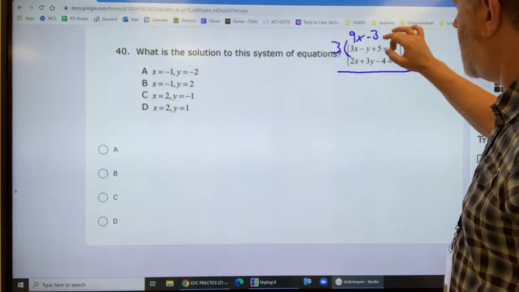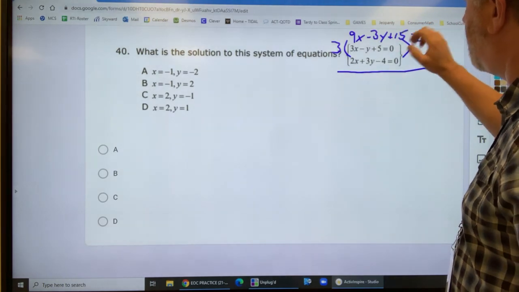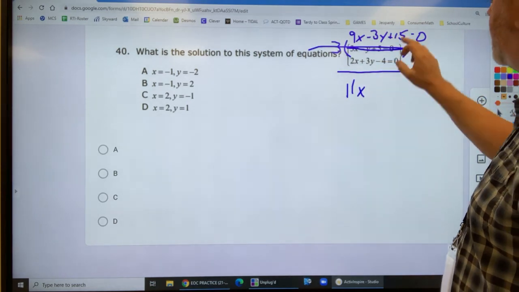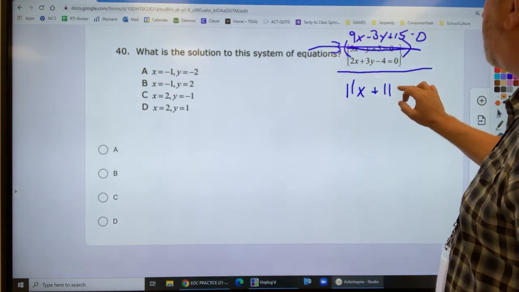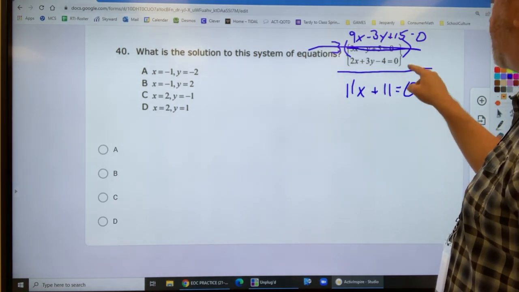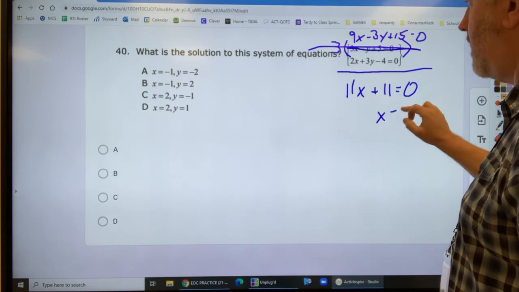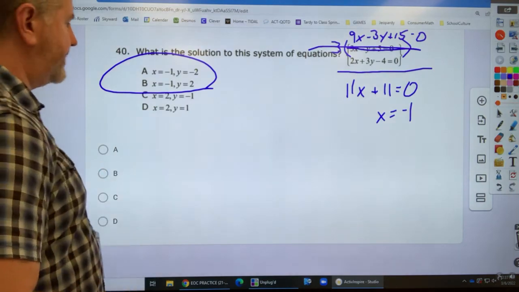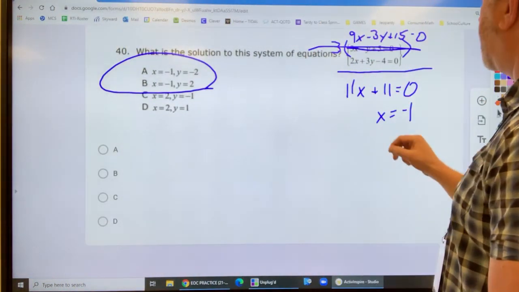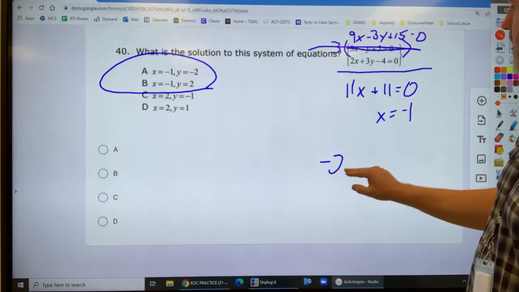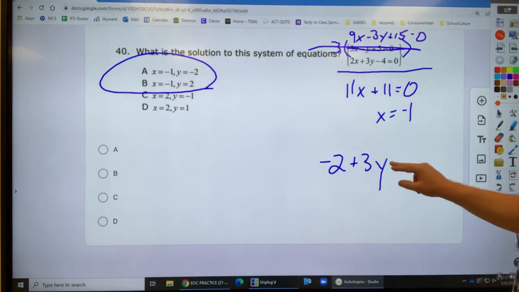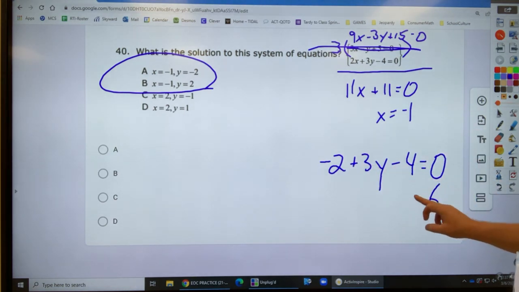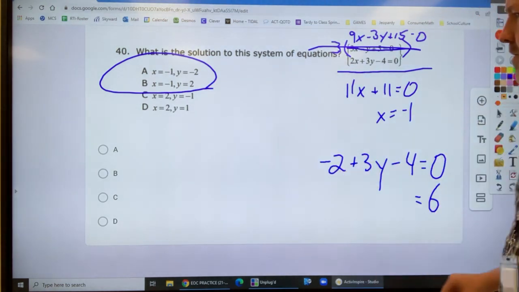9x minus 3y plus 15 equals 0. Now I'm going to add them. 11x, 3y's cancel, plus 11 equals 0, right? So yeah, 0 plus 0. Pull that over, x will be negative 1. So it's one of these. I just got to plug x in to find out which one. So I'll plug it into the bottom one. Negative 2 plus 3y minus 4 equals 0. That's a negative 6. I'm going to add it to both sides. It's going to be 6 over here. Y would be 2. So I'm going to go with B on that one.